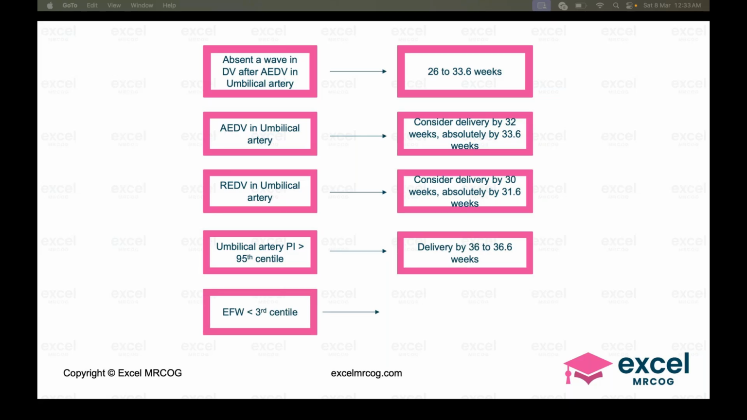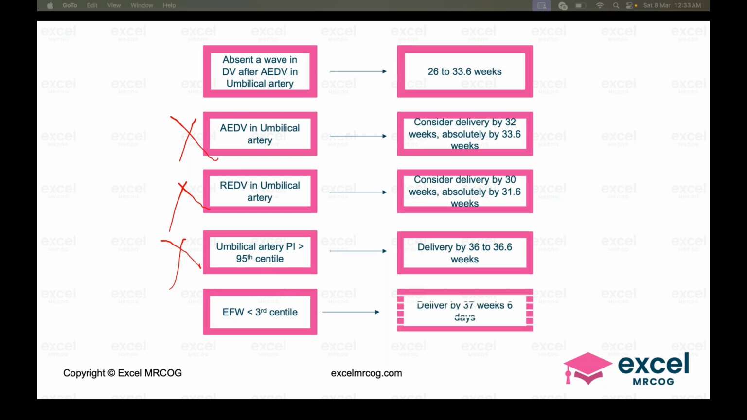EFW less than 3rd centile. Other things are normal, so this is not there, this is not there, this is not there. When do you deliver? 39 plus 6? Who said 39? 37, not 39. That is only SGA, ma'am. Do not make that mistake. So this is 37 weeks, 6 days. This is FGR, right? Yes, FGR baby can also have this.